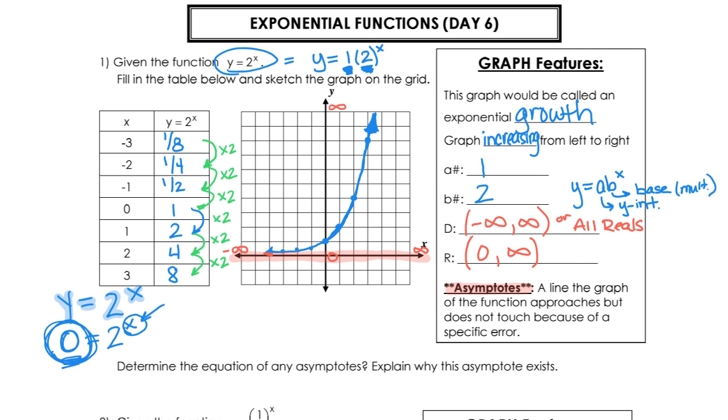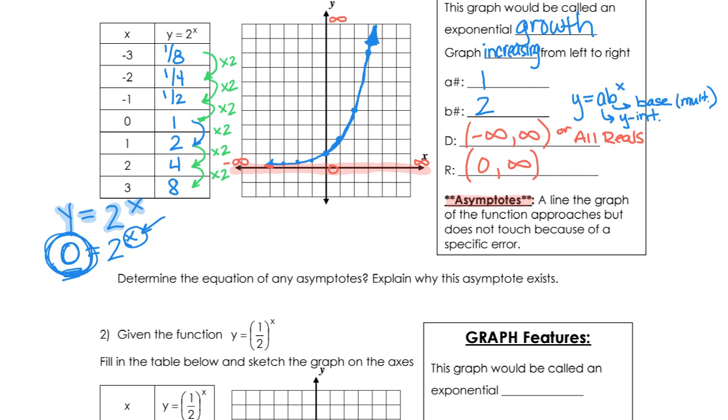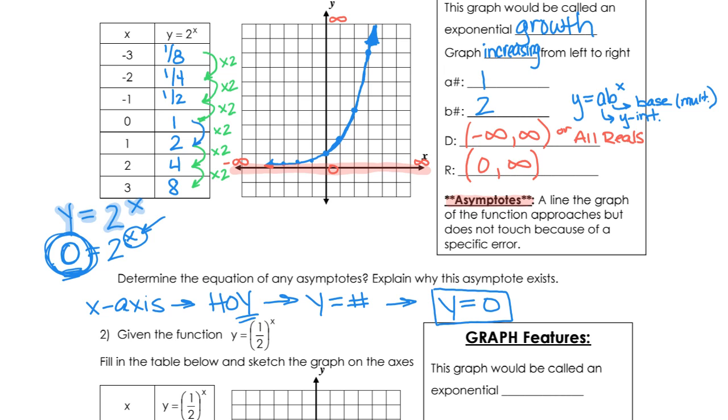All right. So coming down here, it says determine the equation of any asymptotes. And we do have that one asymptote. We have our x-axis. However, the x-axis is not an equation. And so we have to remember that the x-axis is our asymptote, first off, and that the x-axis is a horizontal line, also known as HOY, to help you remember that horizontal lines have equations y equals a number. In this case, our y equals a number would be y equals 0. And there is the equation of our asymptote. If you were to graph y equals 0, it would trace right over your x-axis in your calculator.